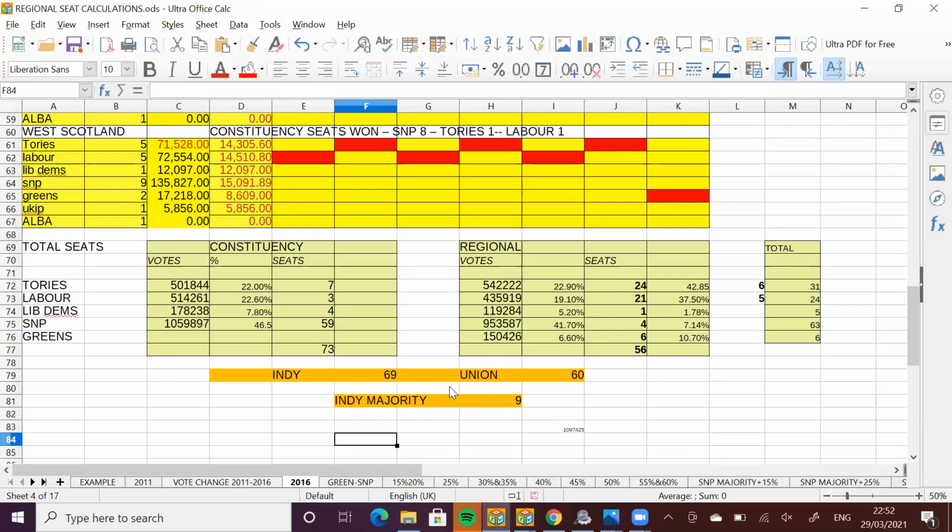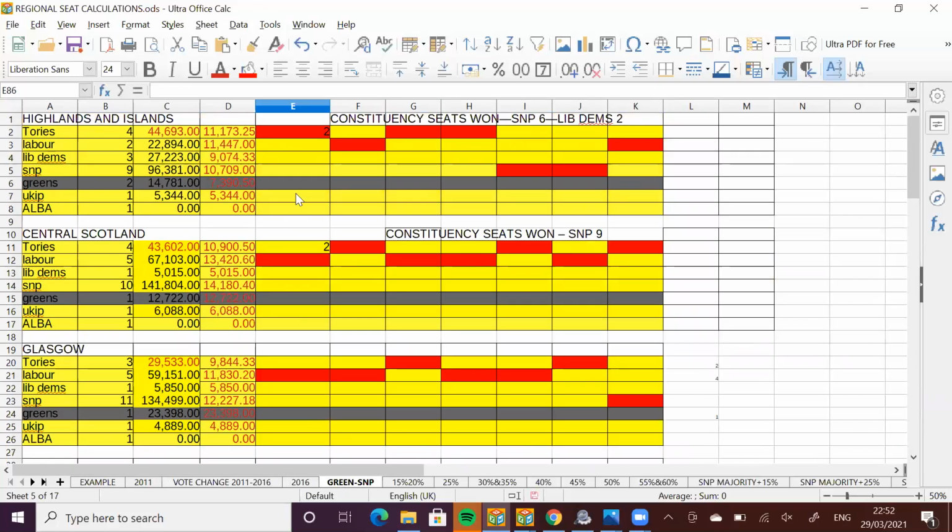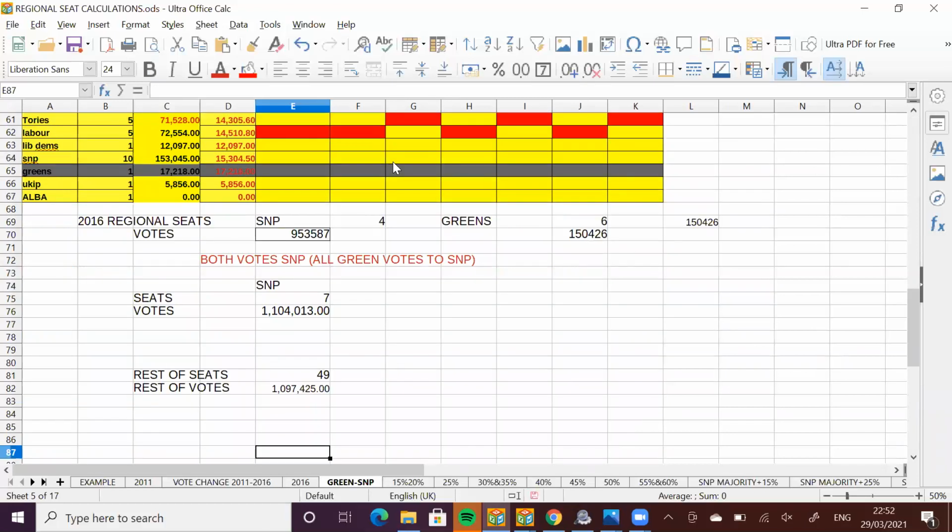So I decided to do a wee experiment of moving all the Green votes from 2016 to SNP votes to see what that would have meant. And this is what I came up with. So I moved the 14,781 Green votes into the SNP in every region. So the Highlands and Islands, they got 2 seats.